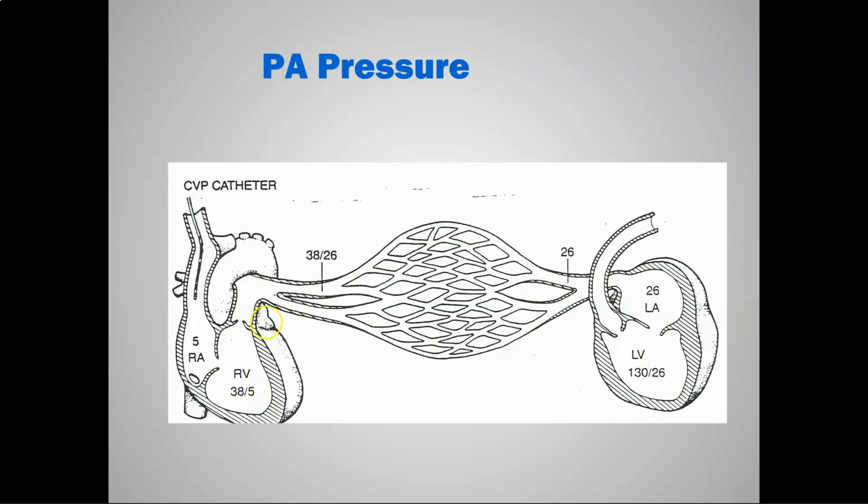Okay, this 38/5 exists so it can overcome the pressure in the pulmonary circulation. By overcoming the pressure in the pulmonary circulation, we get blood flow to the lungs, we exchange our O2, CO2, and we go back to the heart.